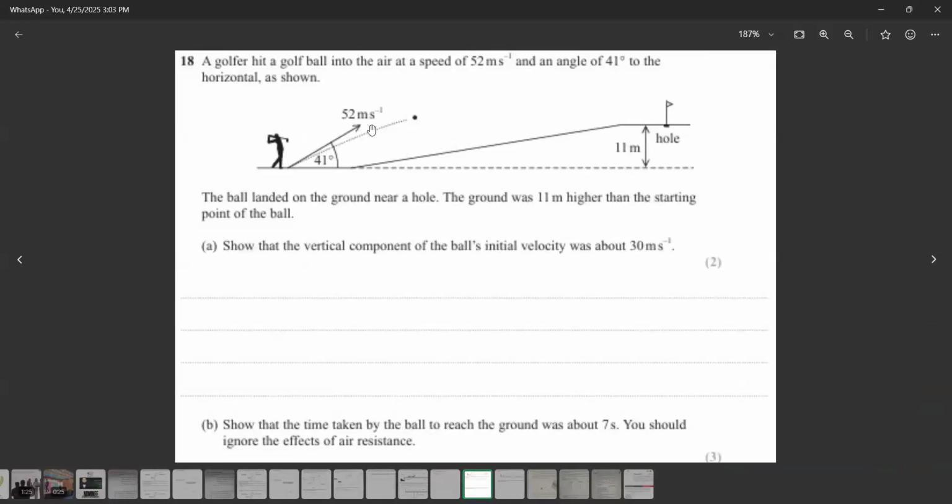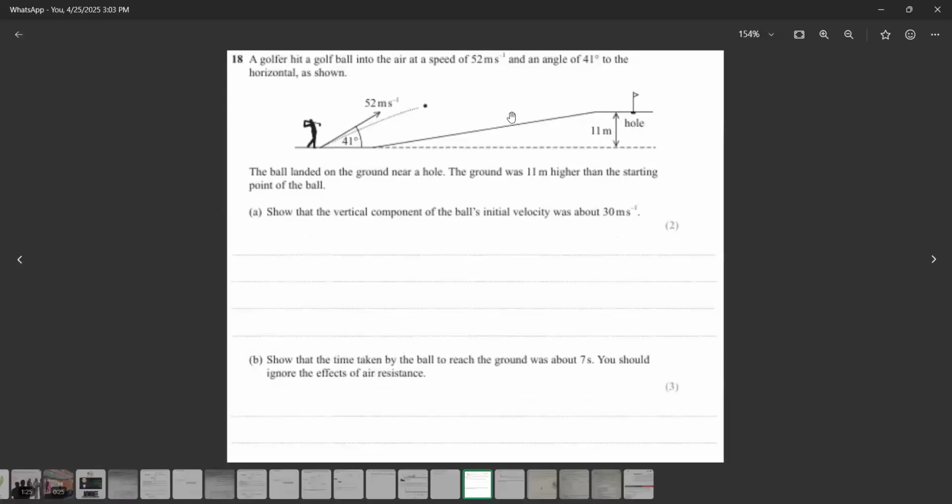A golfer hits a ball into the air at a speed of 52 meters per second at an angle of 41 degrees to the horizontal. The ball lands on the ground near the hole. It's at a height of 11 meters, this height. The ground was 11 meters higher than the starting point of the ball. Show that the vertical component of the initial velocity is 30.